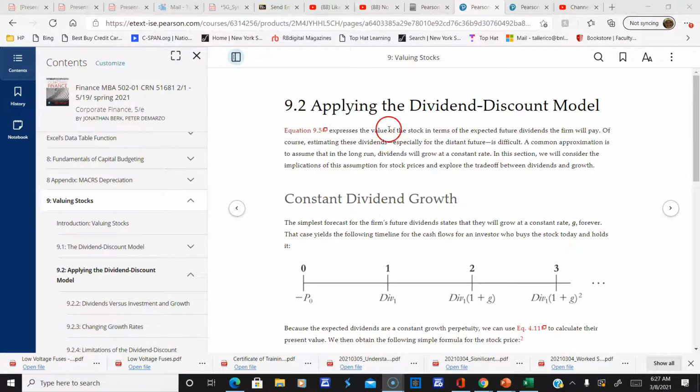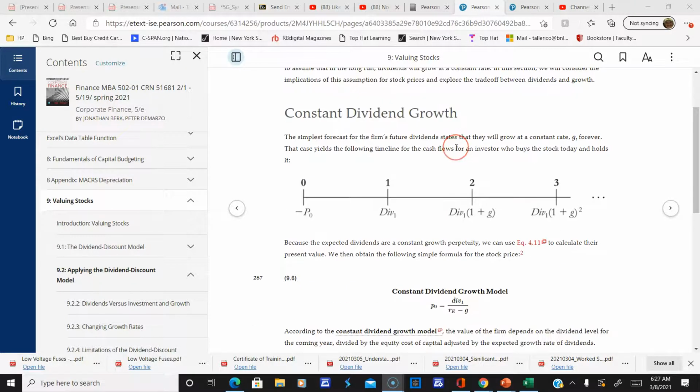So let's apply the... So if you look at the dividend discount model, the math is relatively simple. All right.